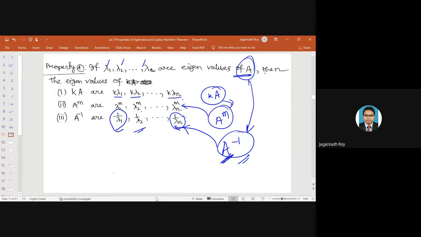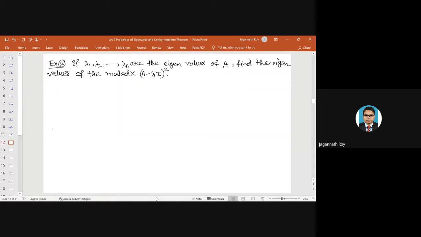So these are very important properties. Now if lambda 1, lambda 2, and lambda n are the given eigenvalues of an n by n matrix A, the task is to find the eigenvalues of the matrix A minus lambda I whole square.